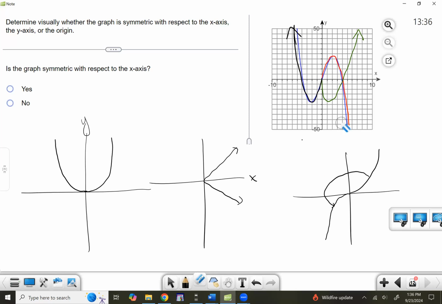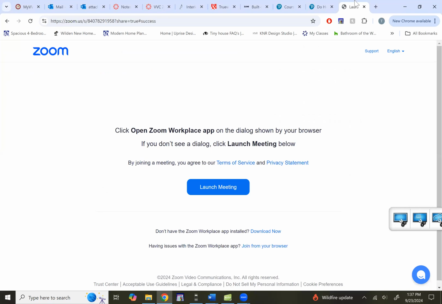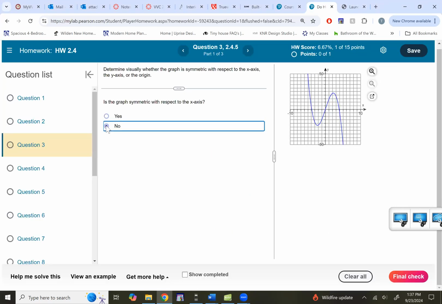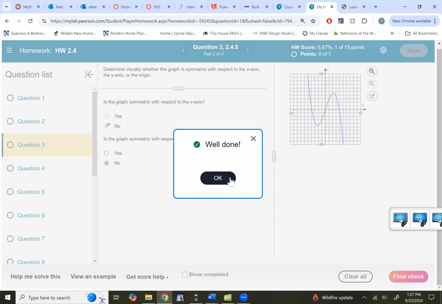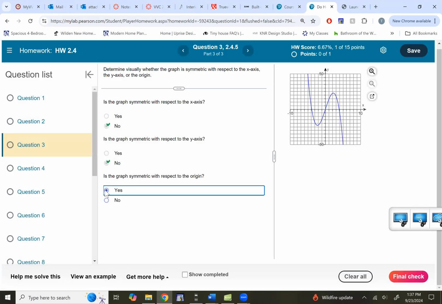Okay, so lots of ways of looking at it: as a 180 degree rotation, as a reflection over the x and the y, or if you flip your paper upside down, does it look exactly the same? So this is definitely going to be symmetric to the origin. So it's going to be a no for the x-axis. It's going to be a no for the y-axis, but it's going to be a yes to the origin.